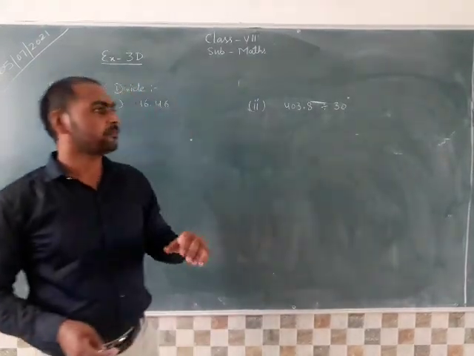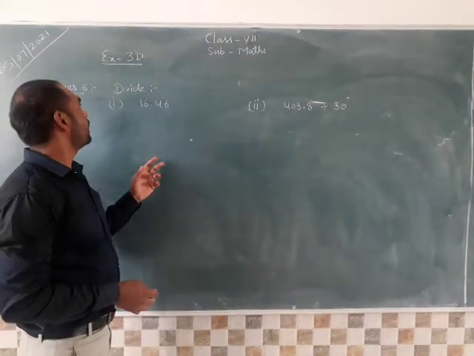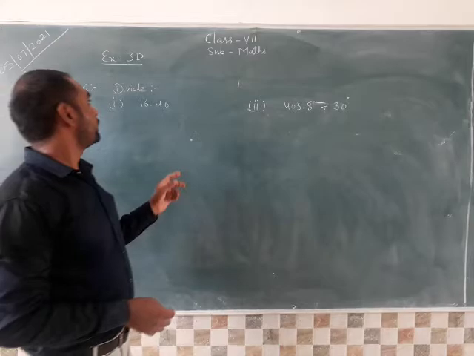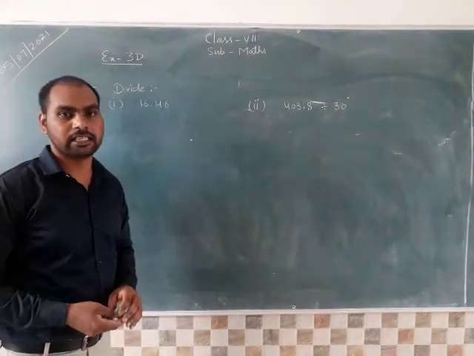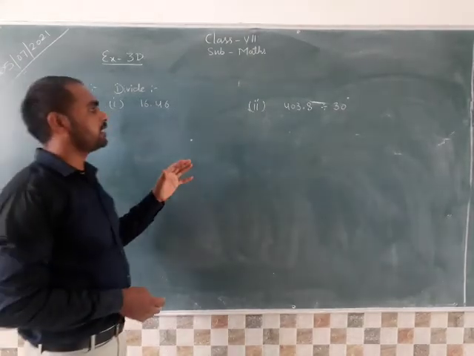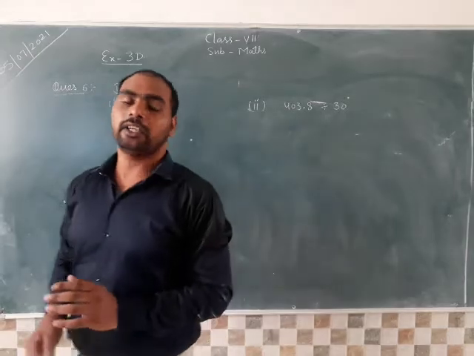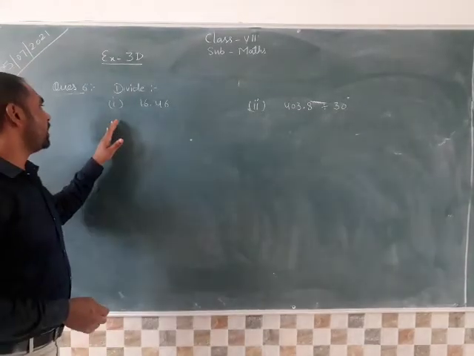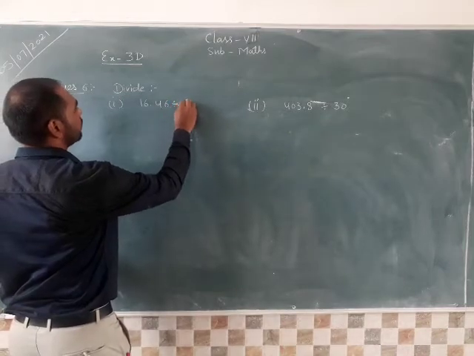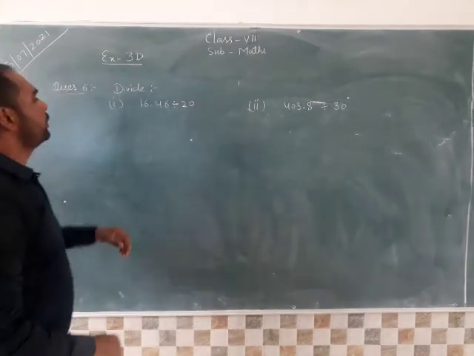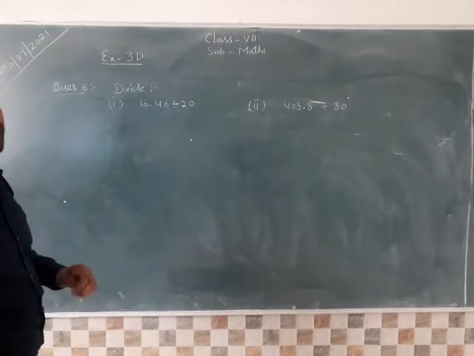Now, in the month of May, we solved exercise 3D, and now we will solve question number 6 of this exercise. This exercise is related to the division of decimals. Question number 6, first part, is 16.46 divided by 20. We have to divide 16.46 by 20.